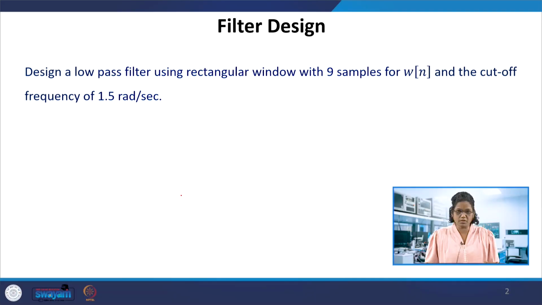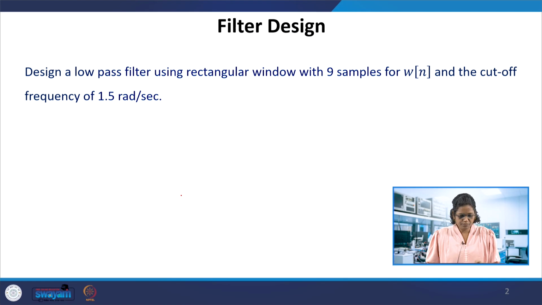This is a course on FPGA based signal processing systems. We are doing the design of FIR filters using the window method, choosing the different windows and looking at the relation between the transition band and the ripples with respect to the window characteristics. In this example, we have taken a low pass filter design using the rectangular window of 9 samples, and the cutoff frequency is 1.5 radians per second.